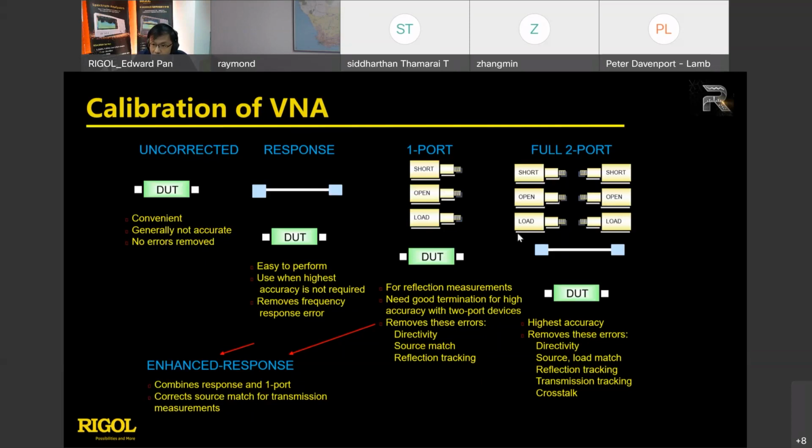If you want to do the cable length S21 or S12 performance verification, besides the open short load, you need to do the through calibration for the other parameters. So it enhances the response: it combines the response of the one port and corrects the source match of the transmission measurement.